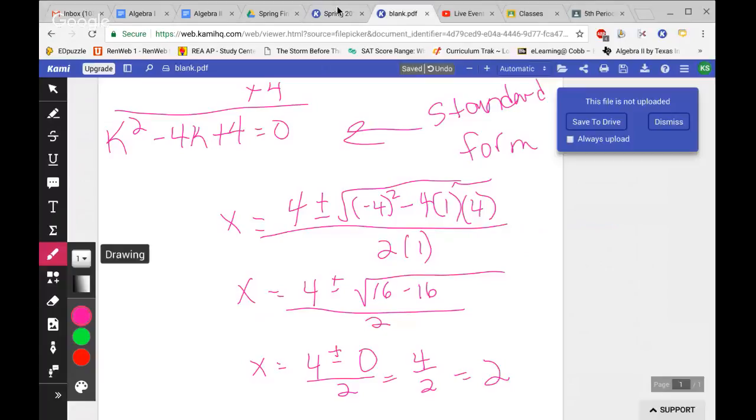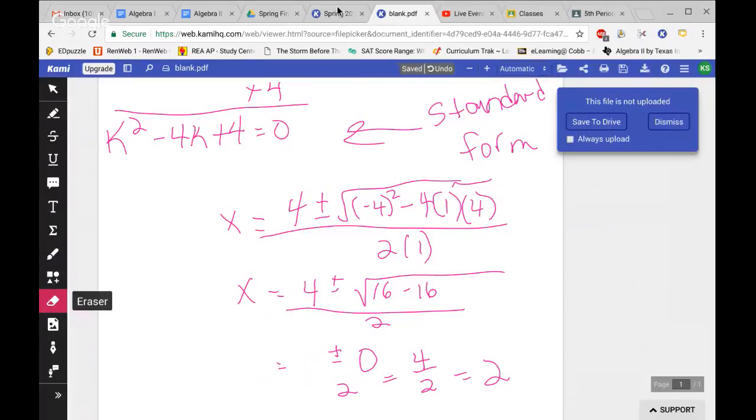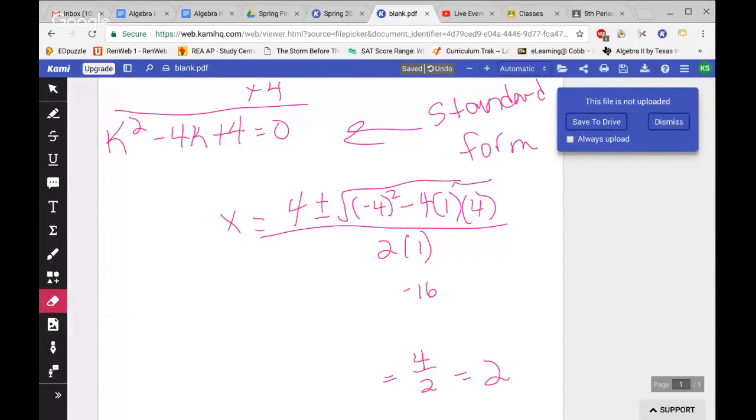Hey, if I go to this blank screen, will one of you mind reading me the problem once I get this erased? Okay. 59. Yes.